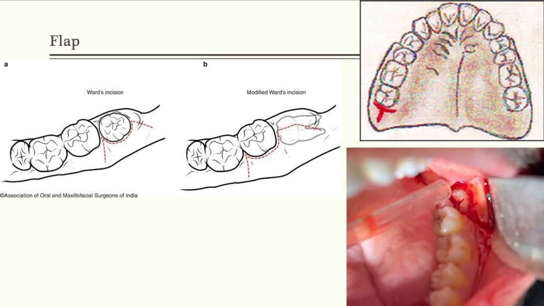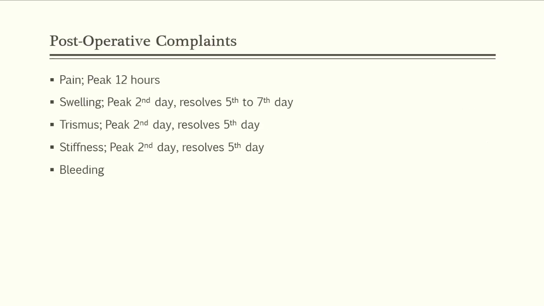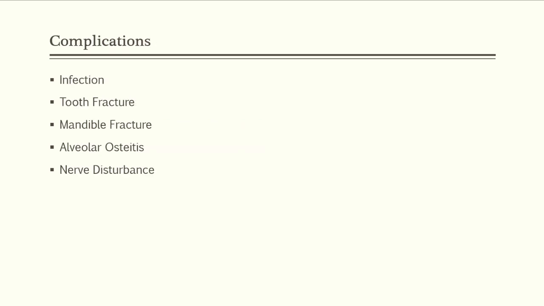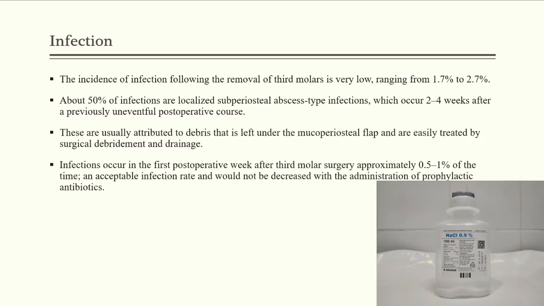Okay? If we don't do irrigation in this site, all the bony particles, the tooth particles, will be here, and they will cause what we call a subperiosteal abscess. Four weeks post-op, we will find that the patient has pus coming out of the area. And here we need to do irrigation, incision and drainage, and multiple things, okay? So we need to prescribe antibiotics in these cases.